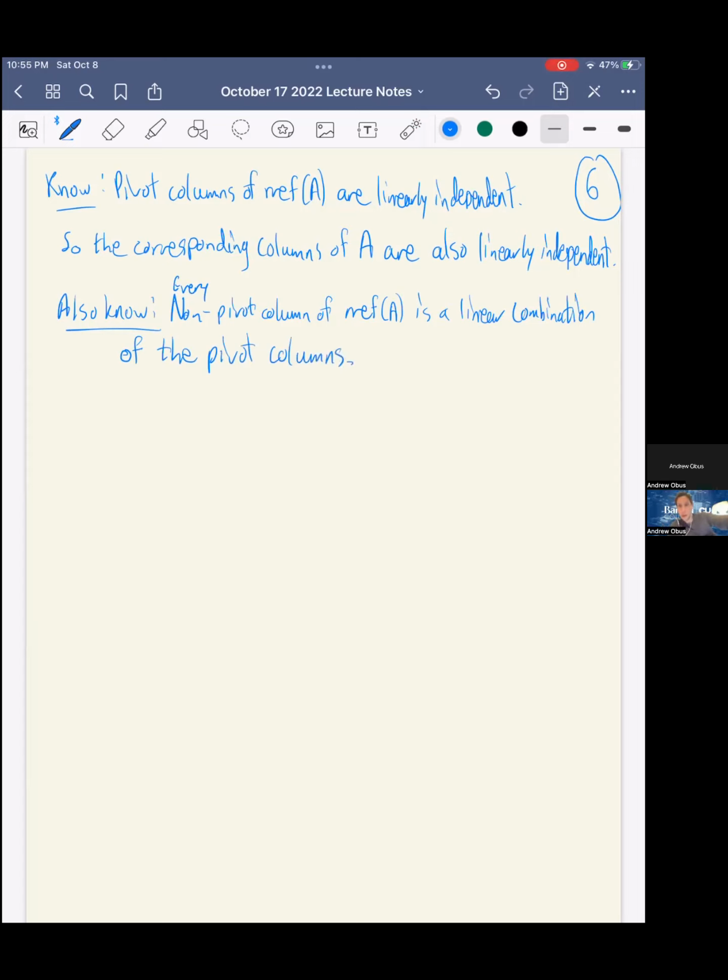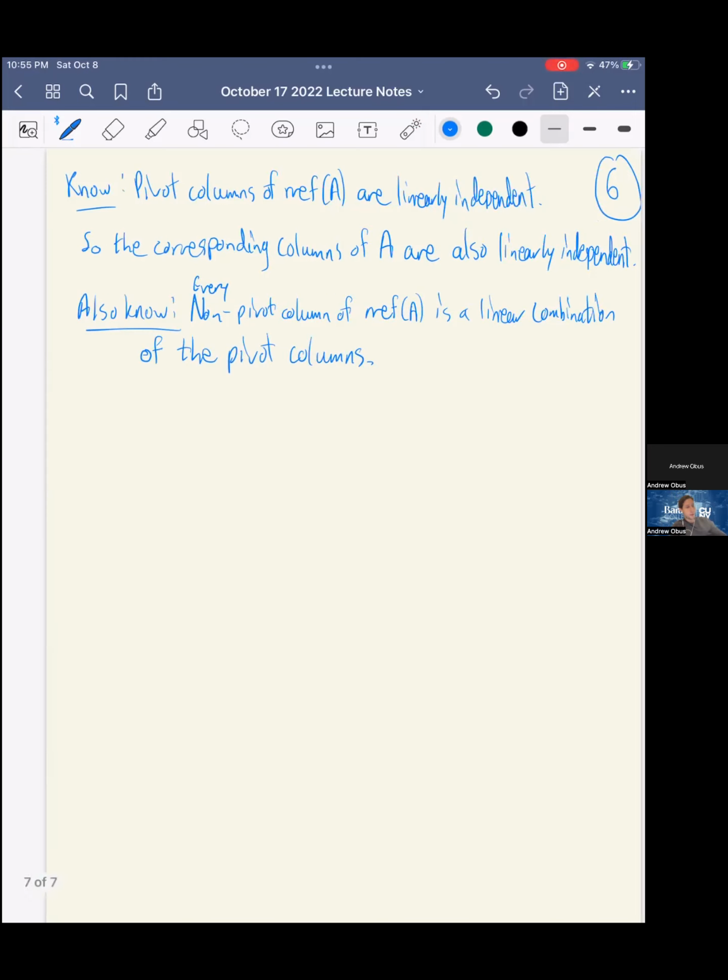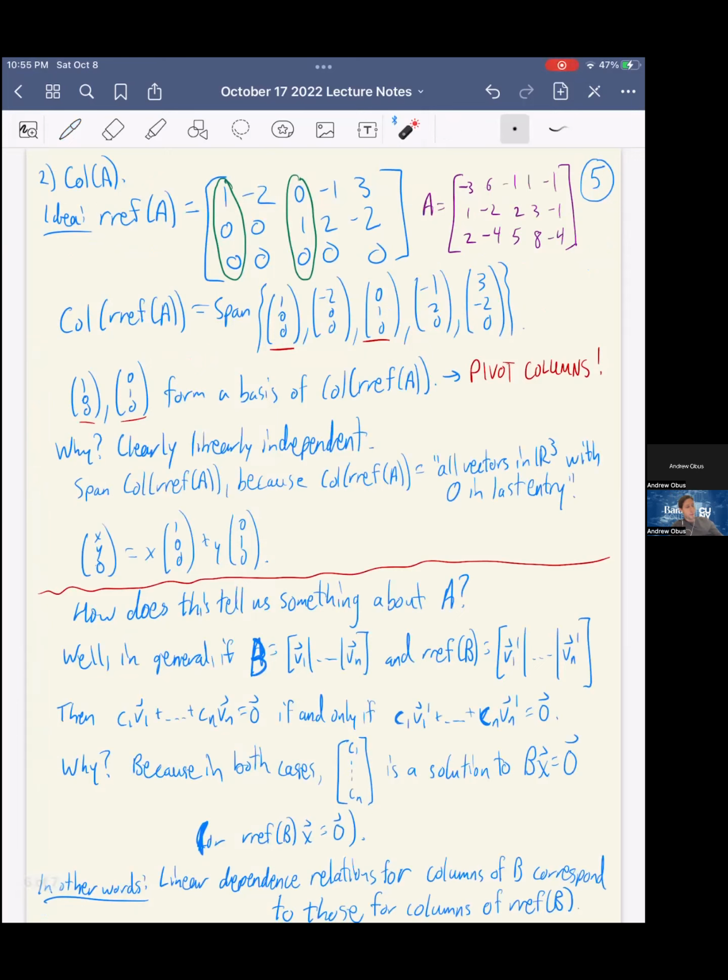All right, so we know that every non-pivot column of the row-reduced echelon form of A is a linear combination of the pivot columns, right? Going back to this, we have our pivot columns 1, 0, 0, and 0, 1, 0. The non-pivot columns are all of these other vectors that have a 0 in the last position. But what we showed is that any vector with a 0 in the last position can be written as a linear combination of these two vectors. So every one of these columns is a linear combination of these two.